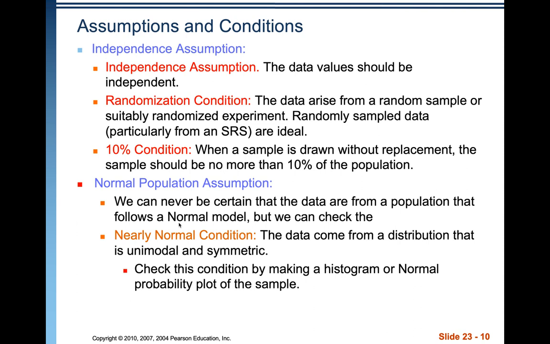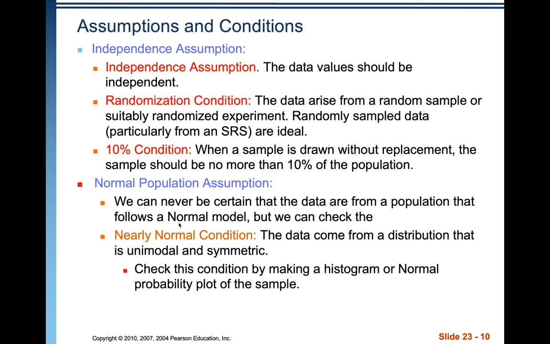The 10% condition applies here. It's not as critical with means as it is with proportions, but we will still check it whenever we do sampling. With an experiment, we don't have to. When a sample is drawn without replacement, the sample should be no more than 10% of the population. That way we can act like the observations are independent, even though there's no replacement going on.